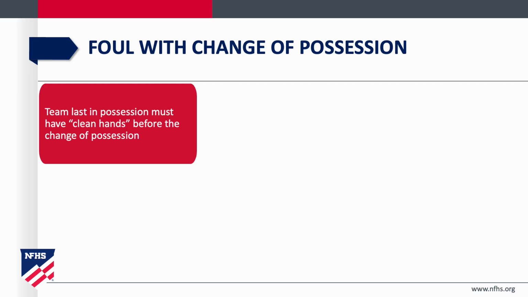During a play in which we have a change of possession and a foul, there are a bunch of different factors we consider to figure out who has the ball and where it will be next put into play. The most important thing to remember is that the team last in possession of the ball must have clean hands before they get possession of the ball. This simply means they cannot have committed a foul before they get the ball. So if Team B commits pass interference before intercepting the ball, they can never keep the ball because they don't have clean hands.